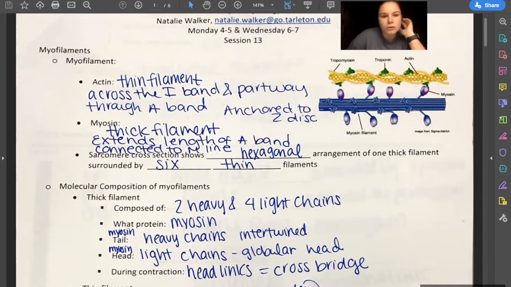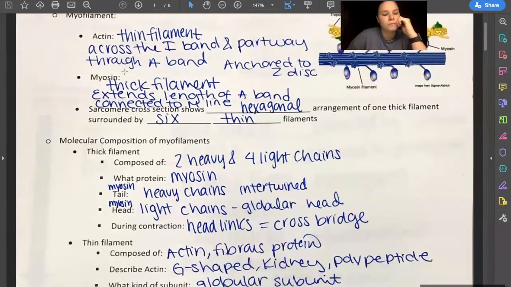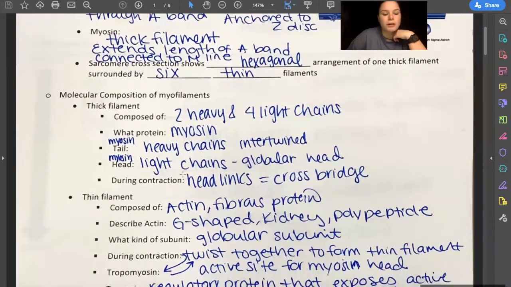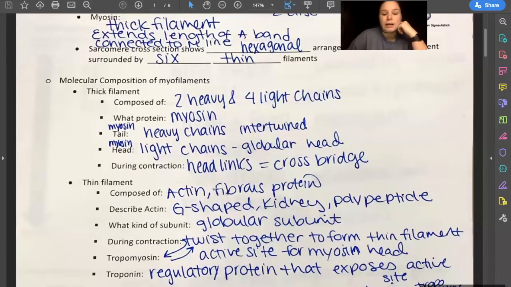Okay, so then the thin filament is actin, right? It's a fibrous protein. It has a G-shaped polypeptide. They kind of like to ask about this. They have a globular subunit. I'll show you that in a second.